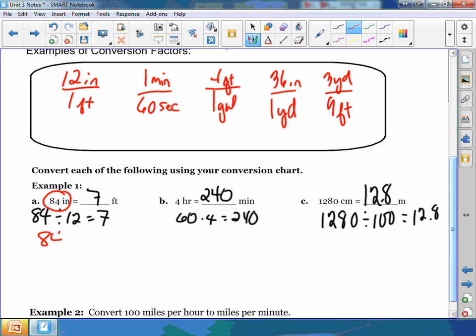So I would say anytime you're given an amount, like 84 inches, I'm going to write that as a fraction. And I'm going to write it as 84 inches to 1. Very basic so far. And you already told me before that anytime you multiply anything by 1, it doesn't change it. It gets itself, right? Well, I'm going to multiply this by 1. But I'm going to multiply it by a conversion factor because these are all equal to 1.